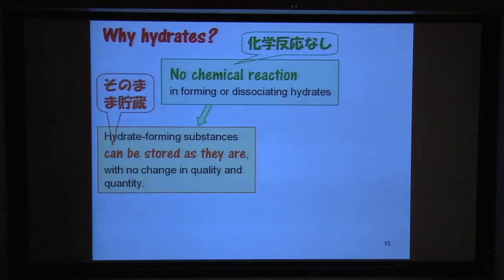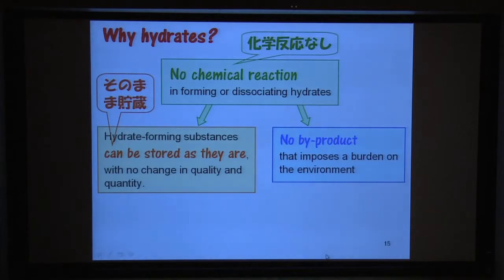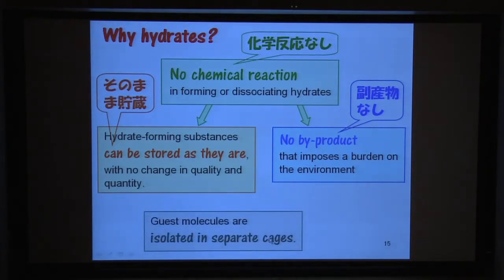For example, the natural gas from Southeast Asia, small and medium scale oil fields, can be converted into LNG and transported. So as an energy quantity, it would be decreased. And they have a reaction, so they have a byproduct. But in the case of the hydrate, we do not have a byproduct.